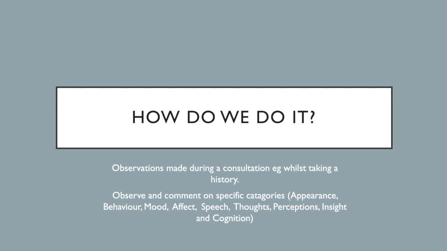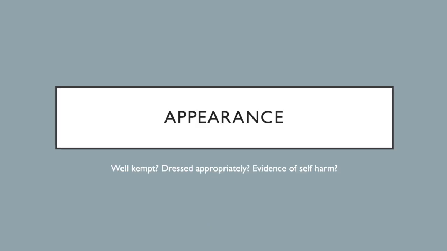So what you're going to do is observe specific categories, and these are appearance, behaviour, mood, affect, speech, thoughts, which is broken down into content and form, perceptions, insight, cognition, and judgment. We're going to go through what each of those are now.